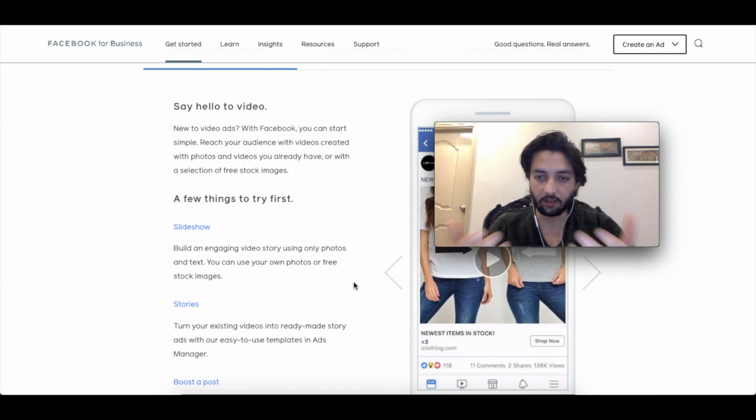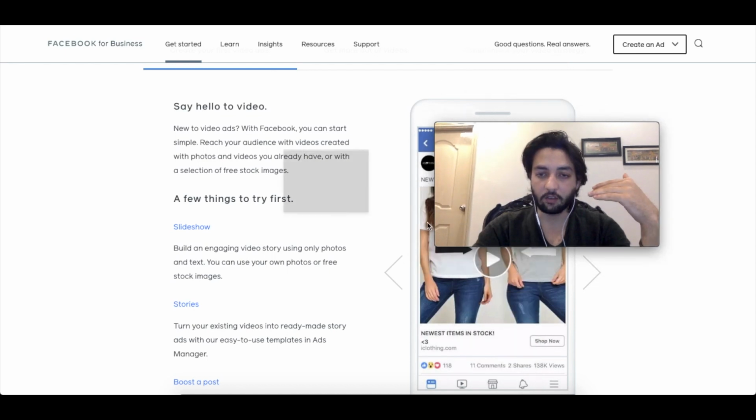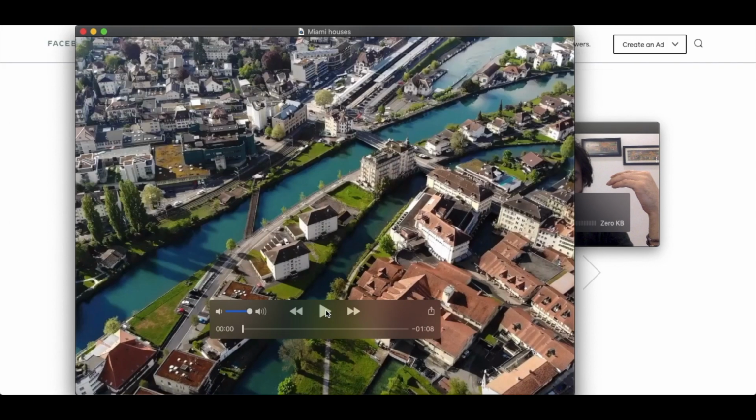So I'm going to show you an example of a video that I've made for a client that you can model after. You can use the same thing, and I'll explain some of the factors for why I'm using a video like that. So let me play this video.